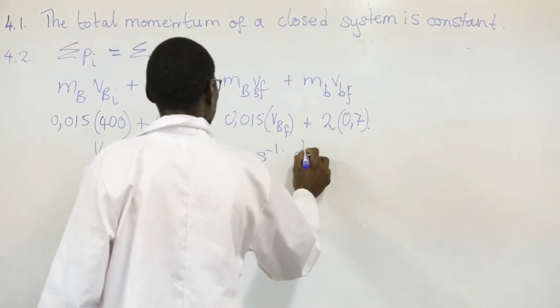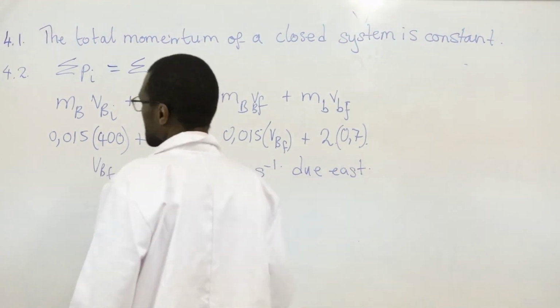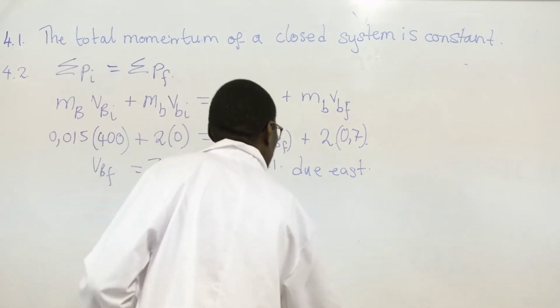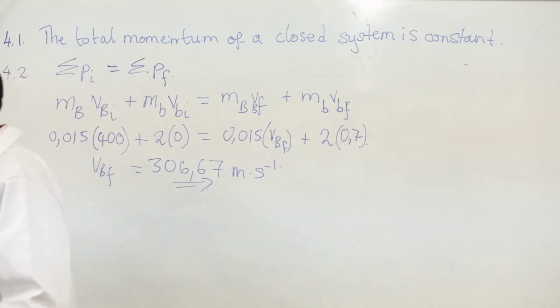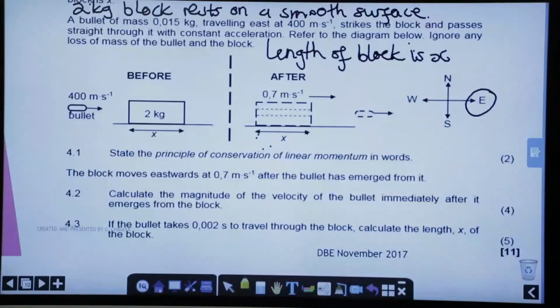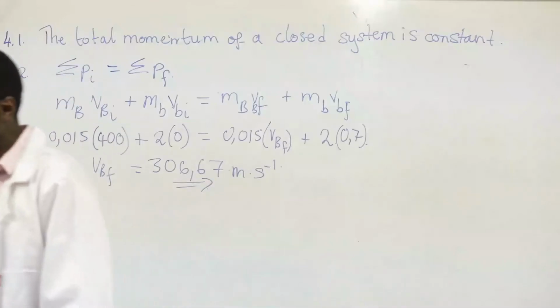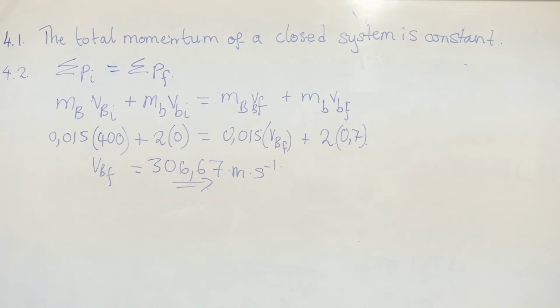In which direction? In the easterly direction. Here they just want the magnitude, so we don't need to put the direction there. It's just asking us for the magnitude. So that is the value of the VB. I hope you have your calculators out to do these calculations.